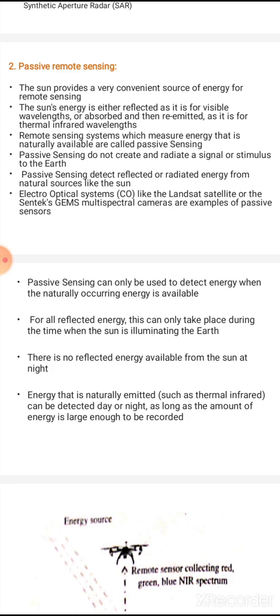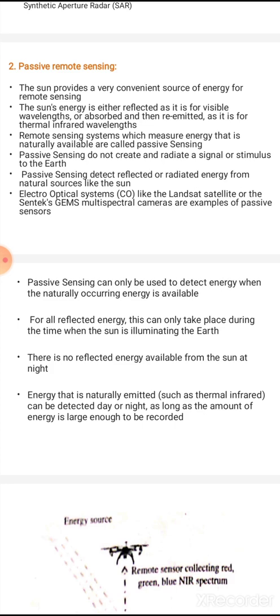So I hope you understand. So in passive remote sensing, at the beginning of this module, we already studied remote sensing by using a diagram. Okay, that is passive remote sensing. So remote sensing which is carried out by using the natural source, that is sun, is known as passive remote sensing.